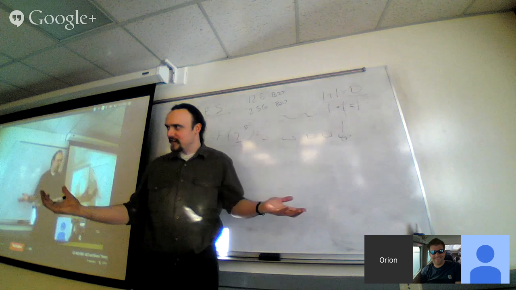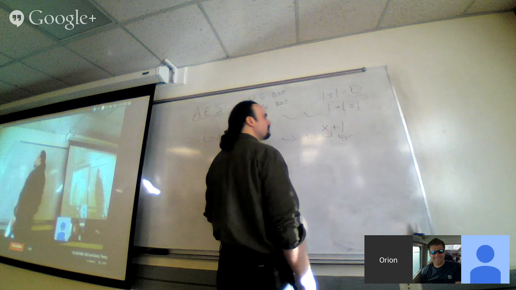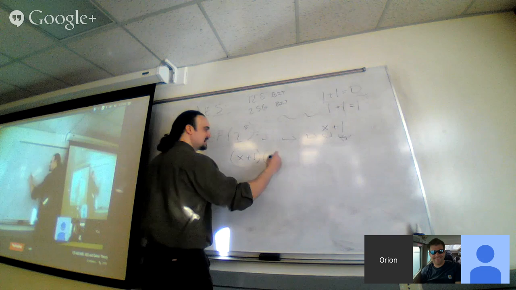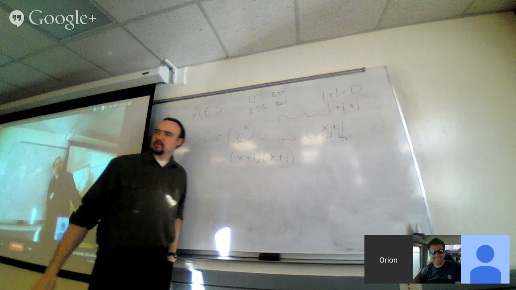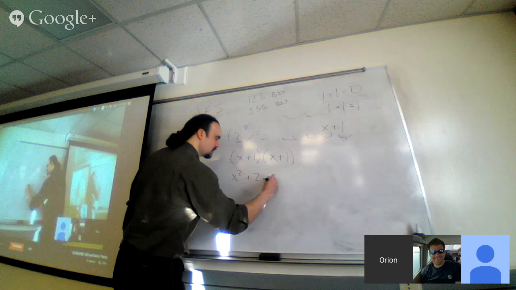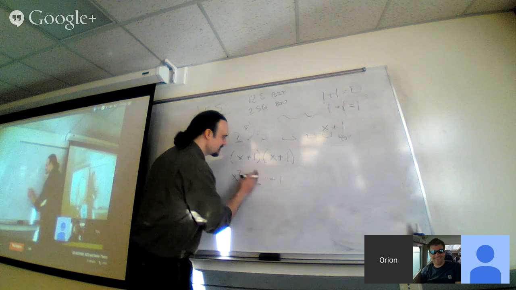This should work, right? What if I said x plus 1? Well, now this actually gets flashbacks of algebra 1, right? x plus 1 times x plus 1, what do we get? x squared, 2x plus 1. There is no 2x. It doesn't even exist. That's gone.